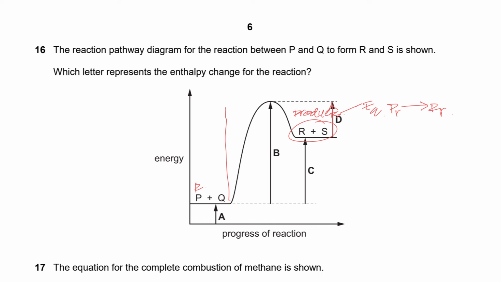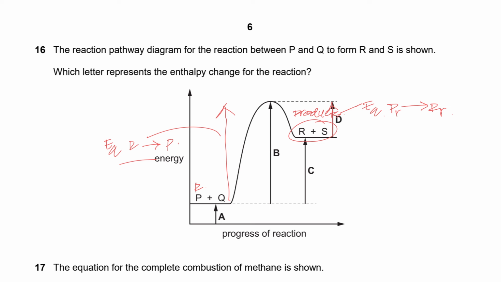What is B? B is right here. It is the activation energy from the reactants to the top, so it's the activation energy for reactants to go into products. If this was a reversible reaction, the activation energy for the forward reaction would have been B, and the activation energy for the reverse reaction would have been D, right?